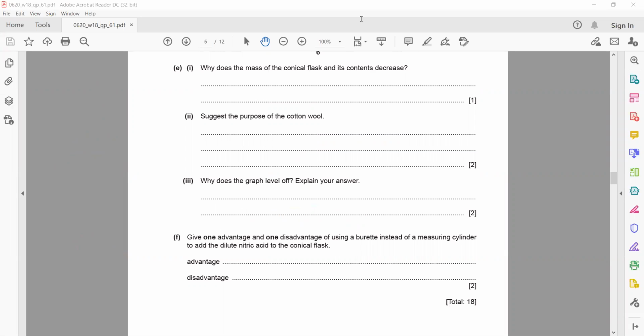Advantage, it is more accurate, and disadvantage, it takes time.